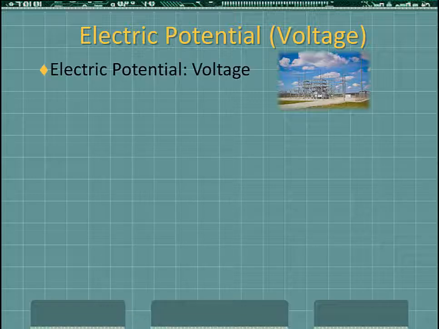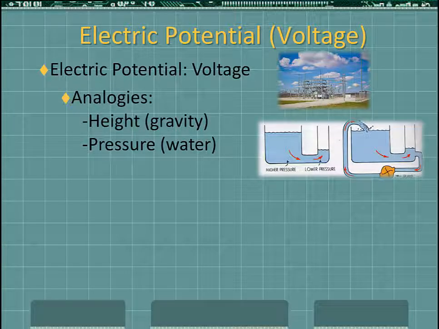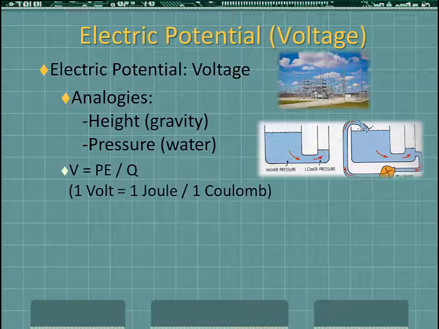Next, we have a quick recap of the definition of electric potential, more commonly called voltage. Electric potential has a very specific definition, but it's a little bit abstract. It's potential energy per charge. So we like to use the analogy of height against gravity, like the height of an electric hill, or we can think of pressure, like water pressure. So in this case, electric pressure. Electric potential is defined as V equals PE divided by Q. So in other words, 1 volt of electric potential is when we give 1 coulomb of charge in an electric field 1 joule of potential energy.